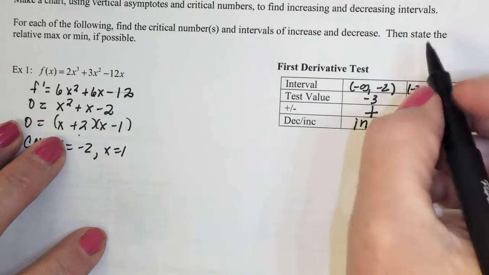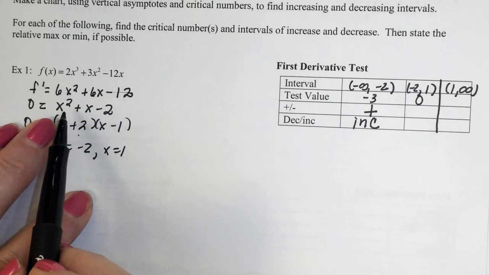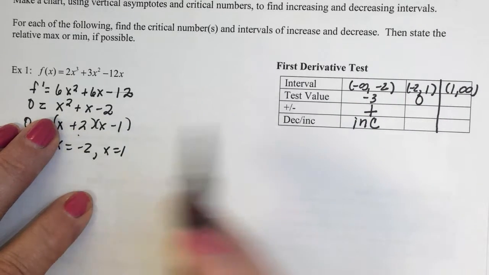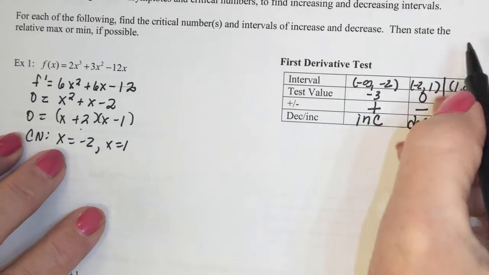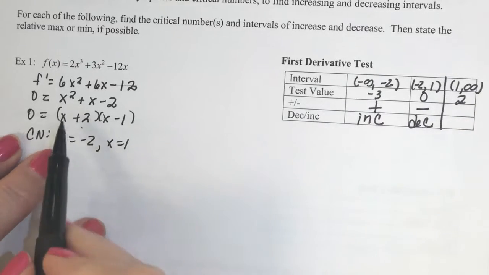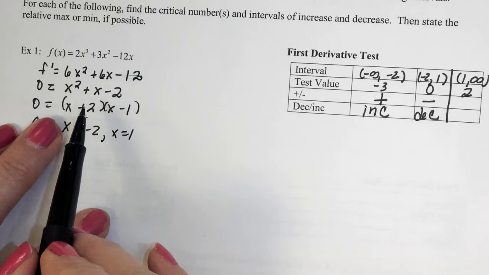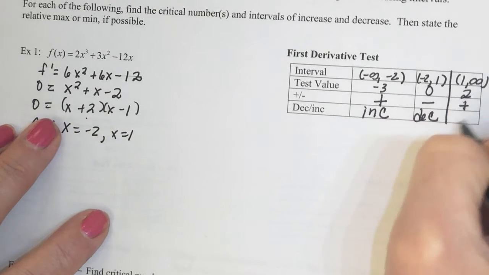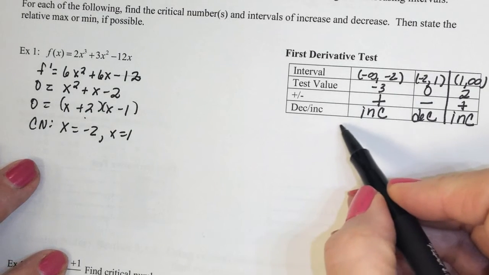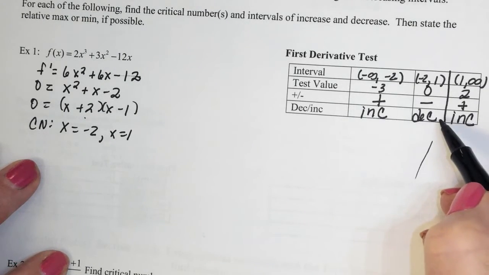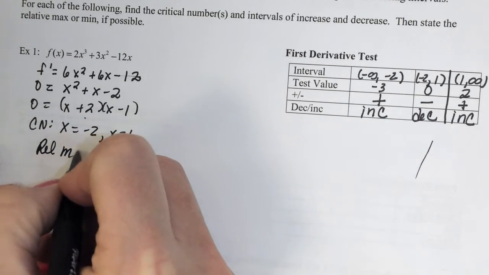Between negative 2 and 1, an x value I could use would be 0. Plug it in. I'll plug it in here this time. That's going to be 0 plus 0 minus 2. That's negative. That's going to be decreasing. From 1 to infinity, I'm going to plug in the number 2, plugging that in here. 2 plus 2 is 4, positive. 2 minus 1 is positive. Positive times a positive is a positive, so therefore we are increasing. So because we're going from increase to decrease to increase, we are going to have a relative max.